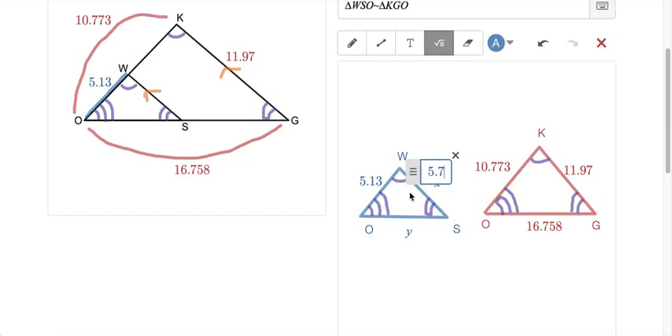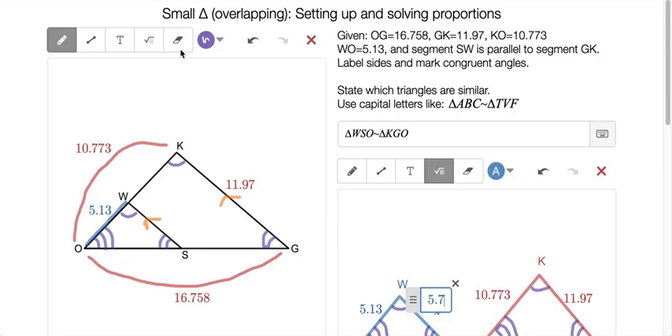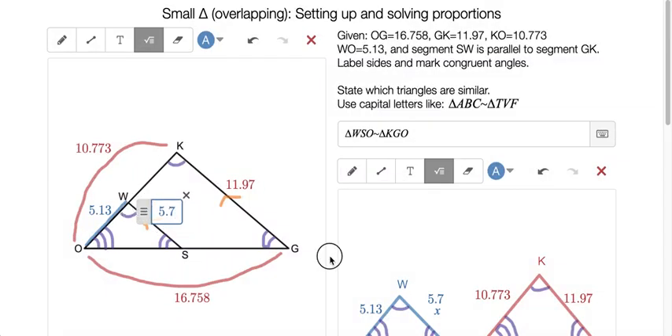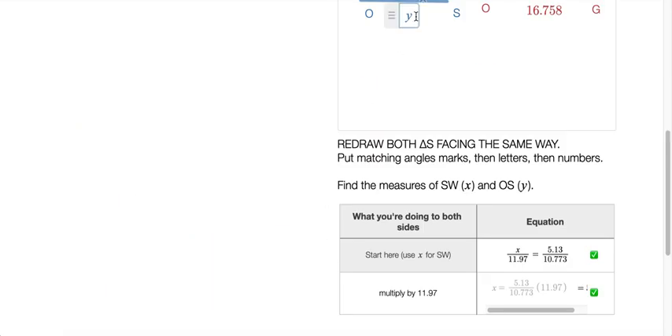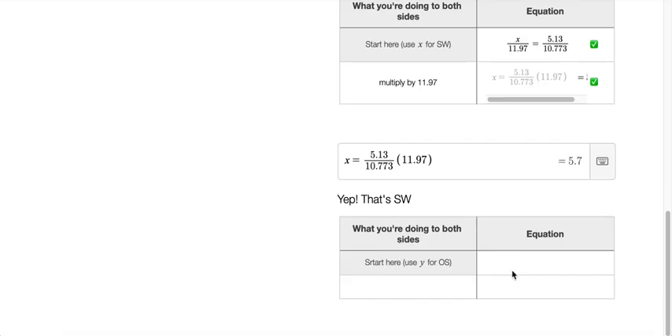From W to S, that is 5.7. Then we have another side to find. We have to find y. We're going to use y for OS.